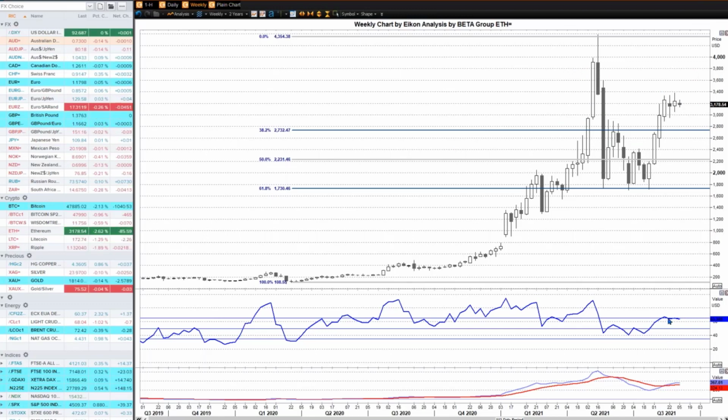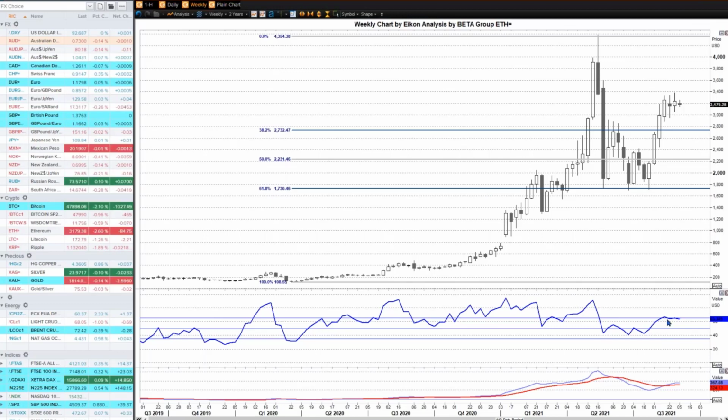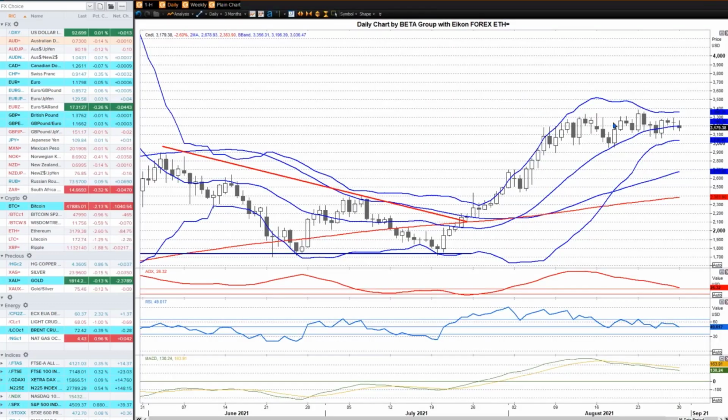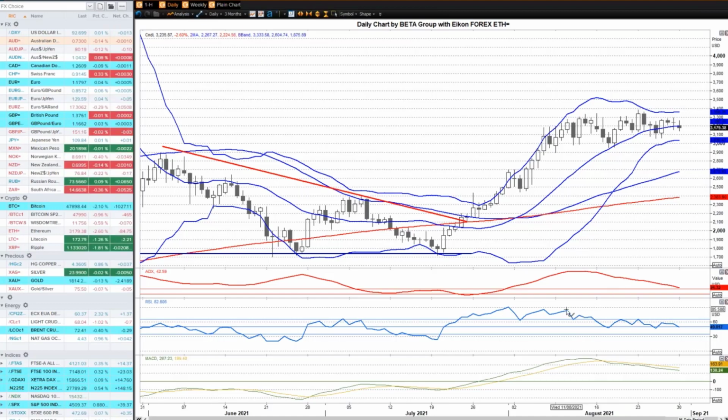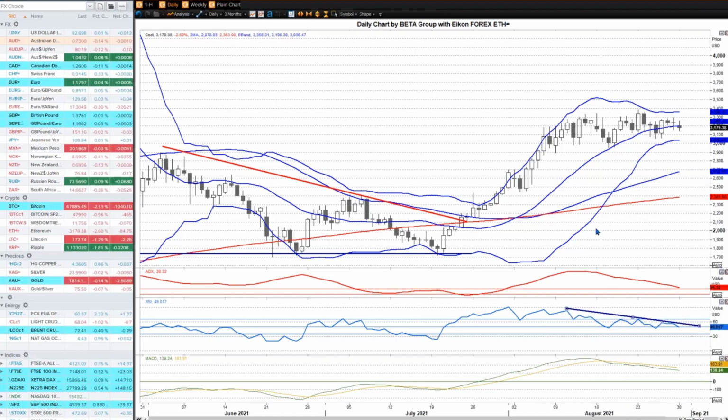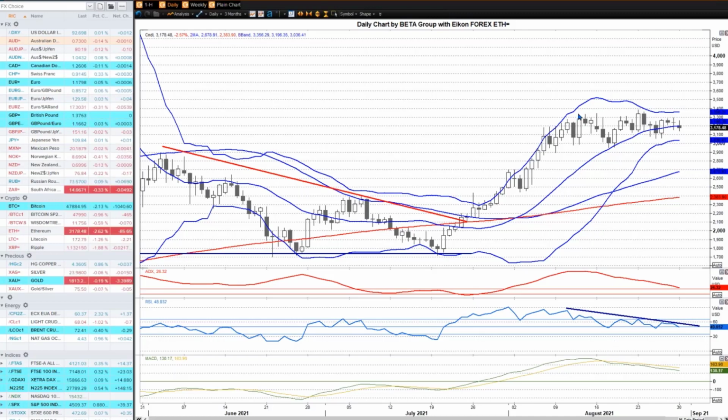The MACD is looking okay, still at a high reading. The MACD is positive. The RSI is okay at a high reading. The MACD is positive on the weekly chart. On the daily chart, we have got loss of momentum. We have got a bearish divergence like we have got on Bitcoin there. So we've definitely got a slowing going on. The MACD is negative.